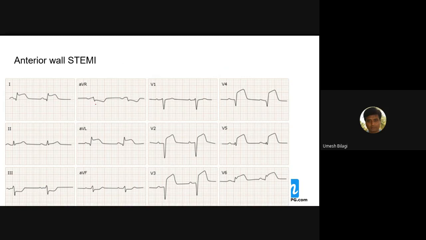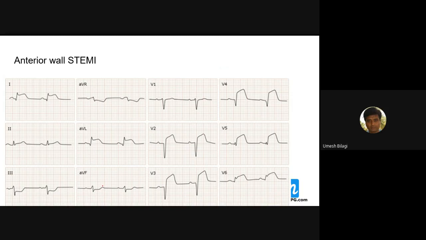Now, in this patient, just see what has happened. There is ST elevation in lead 1, lead AVL, and V1, though V1 is not much. V2 is there, V3 is there. So we have ST elevation in leads 1, AVL, V1, V2, V3 and so on. Whereas in leads 2, 3 and AVF, there is no ST elevation. In fact, in lead 3, you can see ST depression.